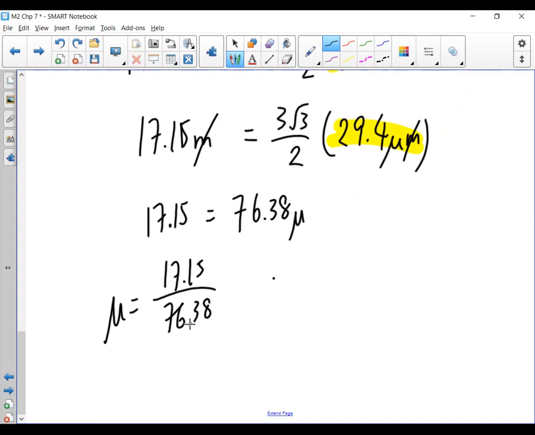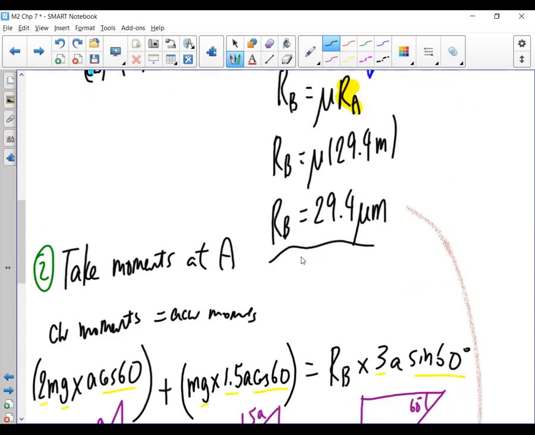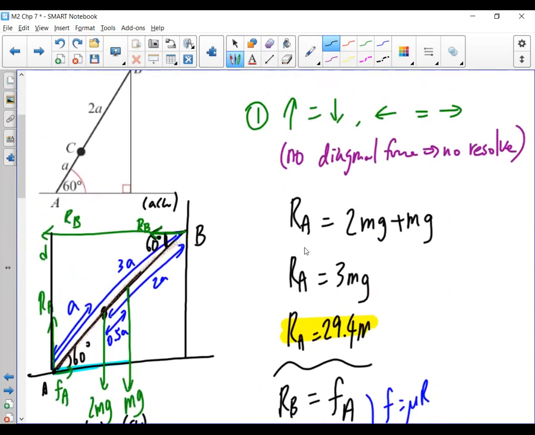Now I'm not storing this value because it's only your last step, and the question in part B does not need further calculation. So mu, I got 17.15 divided by, hang on, sorry. So 3 root 3 over 2 times 29.4, then 17.15 divided by the answer, which is 0.225 in 3SF. There's no unit for mu. All right, so that's the answer. Again, this question will probably be worth 7 or 8 marks quite easily. You can see why. Lots of steps.